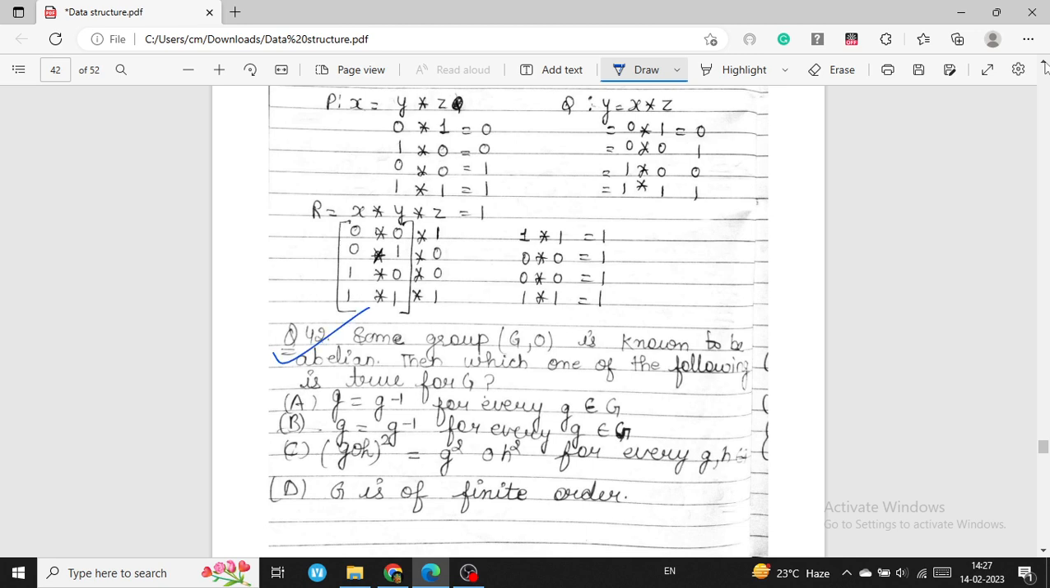Now the next one: a group G is known to be abelian. Then which one of the following is true? Here the answer is C.